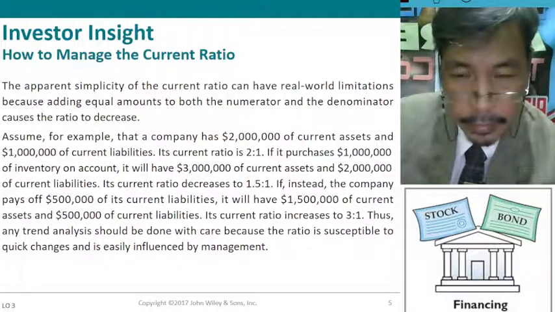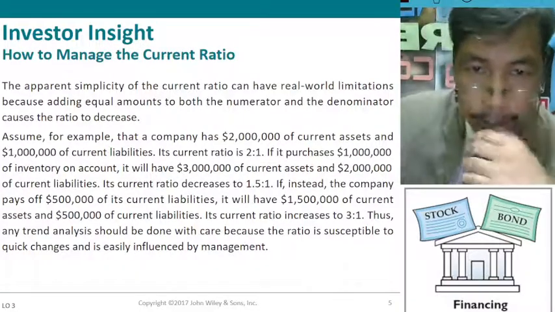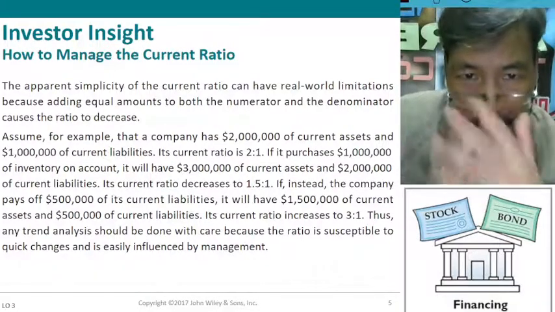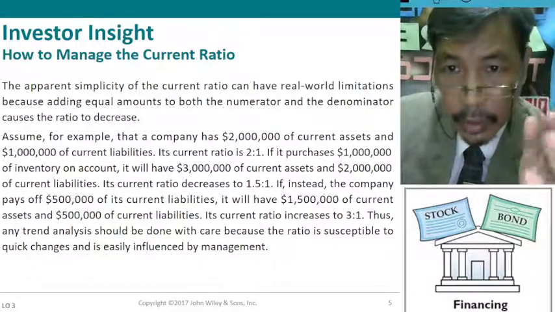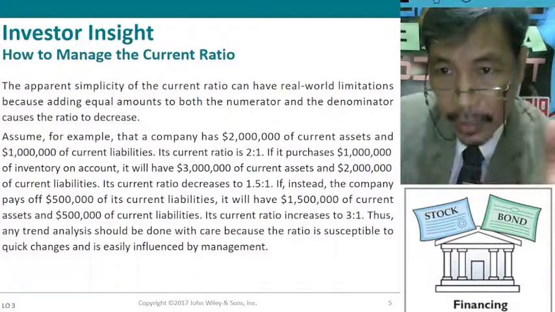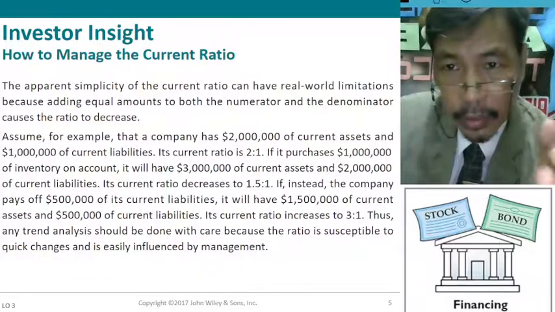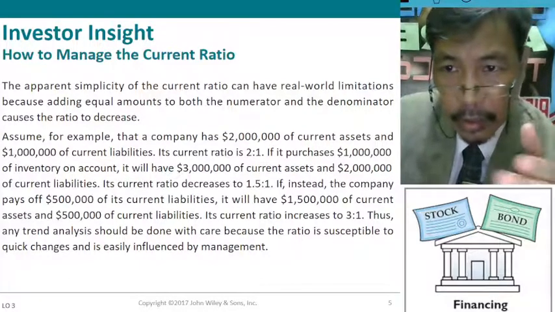Now, investor insights. Let us tackle this. The apparent simplicity of the current ratio can have real-world limitations because adding equal amounts to both the numerator and the denominator causes the ratio to decrease.